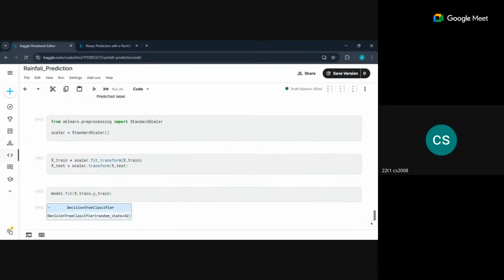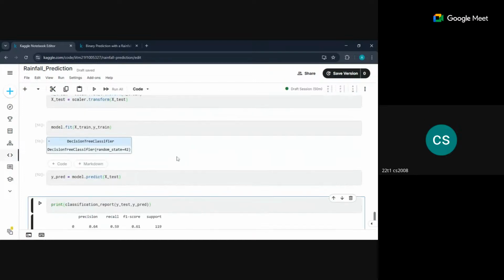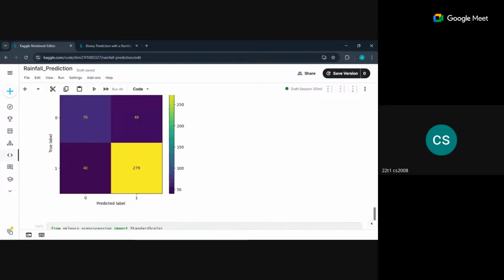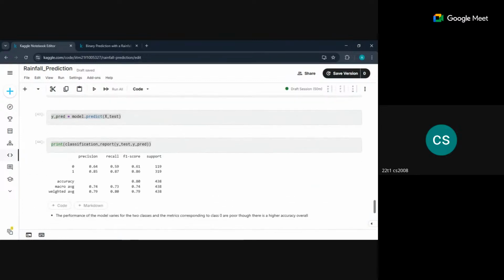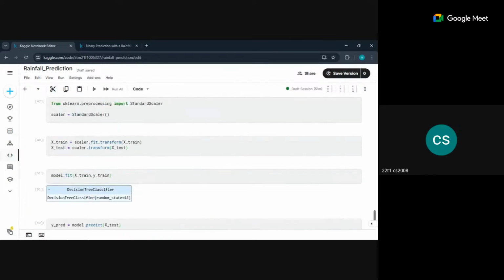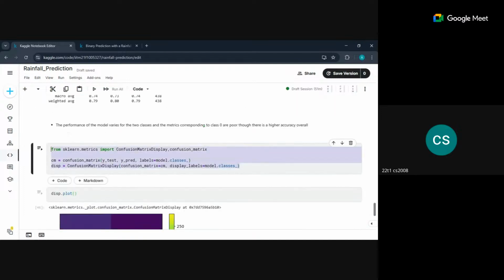Okay. But do we see any change in the scores? 0.64, 0.59, 0.61, 0.64, 0.59, 0.61, and 119 points. So the same values, right? Let's maybe plot the confusion matrix as well.